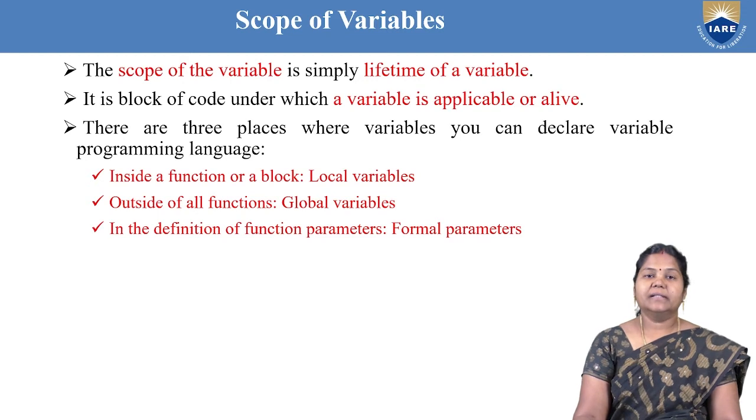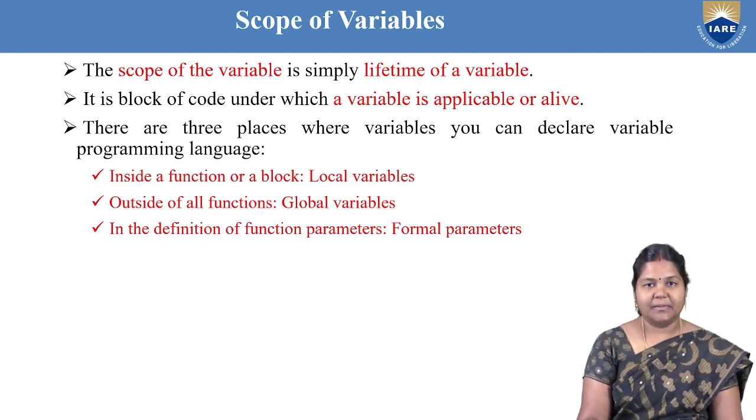Now, let us understand what is the scope of the variable. The scope of the variable is simply the lifetime of the variable. That means where you can use a variable and how long it exists or stays alive. So, the block of code in which a variable is active and alive is called the lifetime and the scope of the variable.